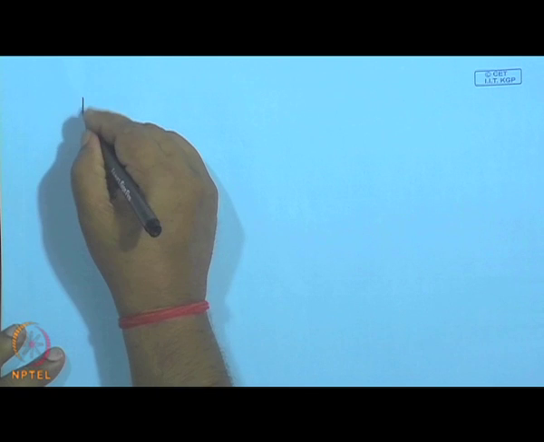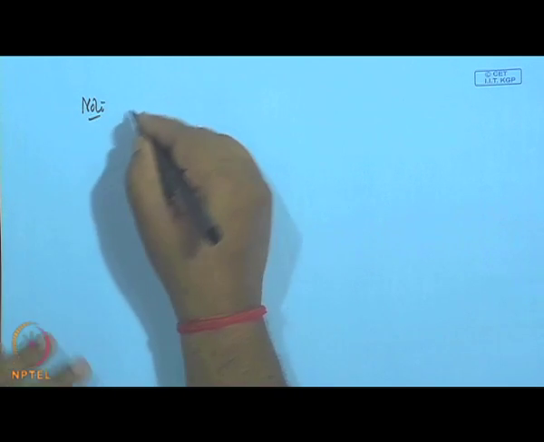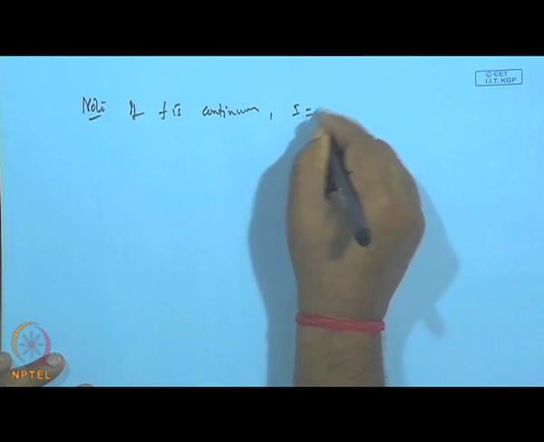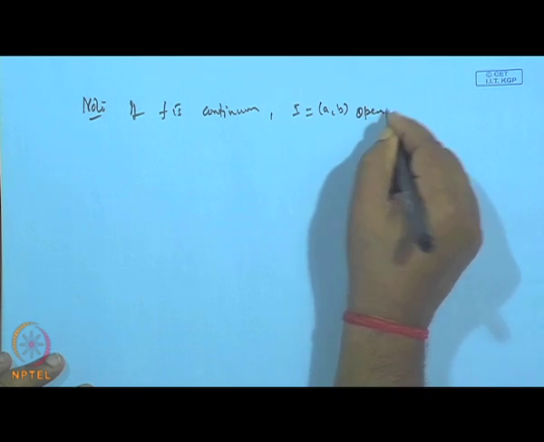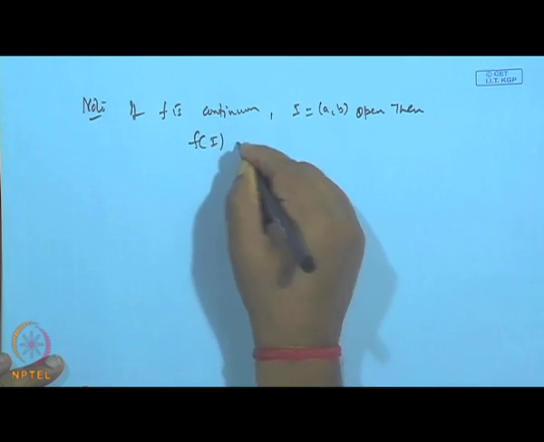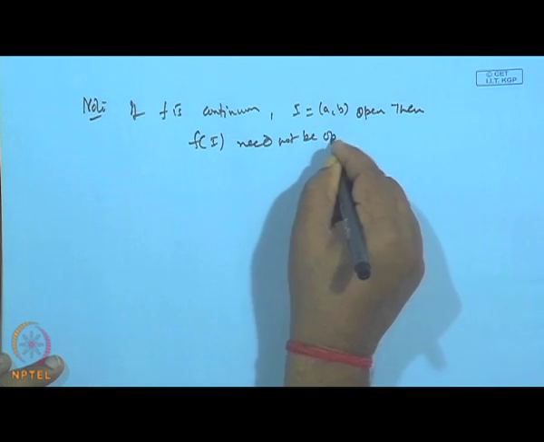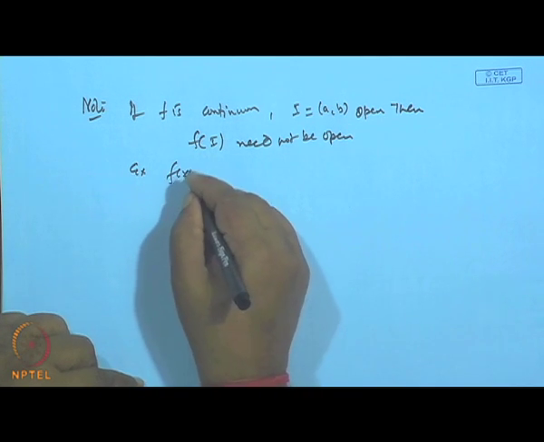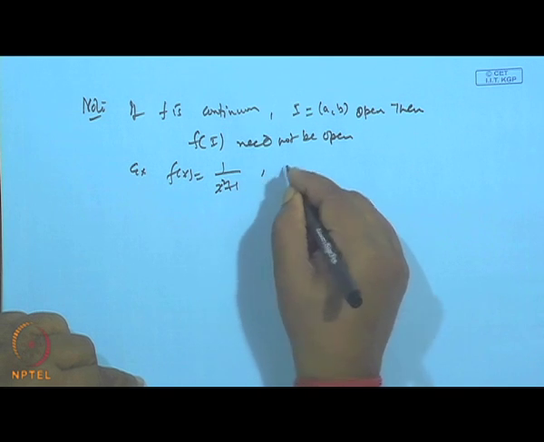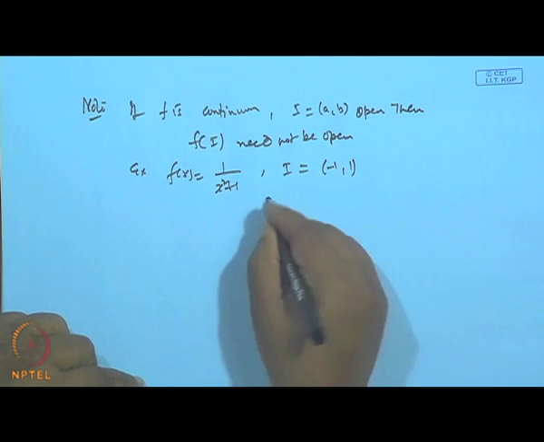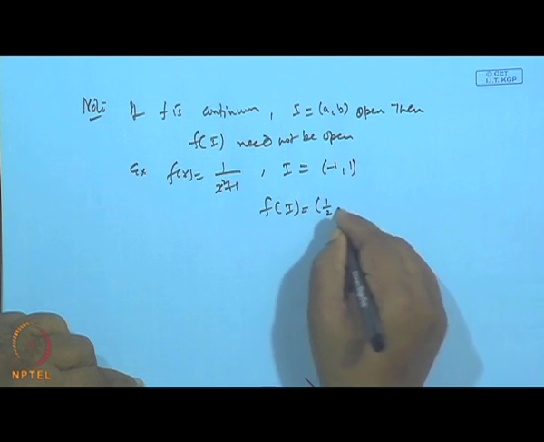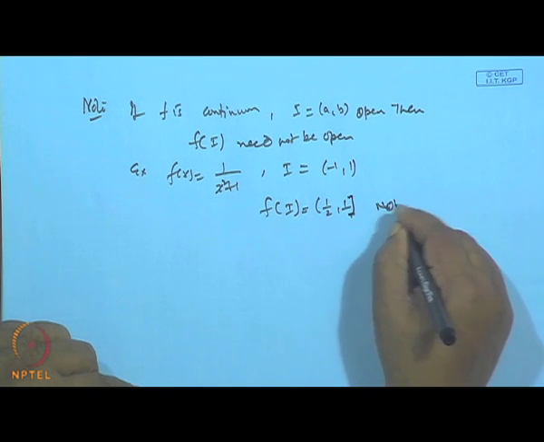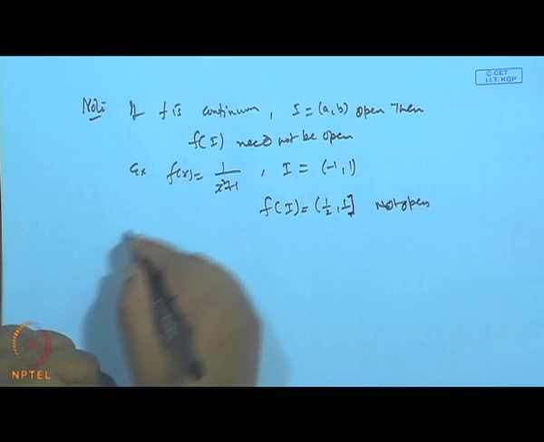Okay. Let us see the note. If f is continuous and I is an open interval, then the image f of I need not be open. For example, if we take the function f of x is 1 over x squared plus 1 and I is minus 1 to 1, then f of I you can see is just (half, 1]. This is not open, it is closed at one point.